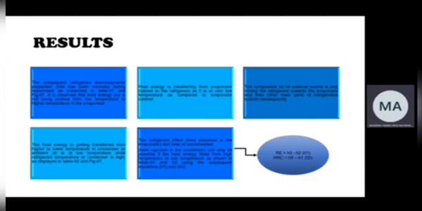Second, heat energy is transferring from the evaporator cabinet to the refrigerant as it is at very low temperature as compared to the evaporator cabinet. Besides that, the compressor as an external source is only driving the refrigerant towards the evaporator and then the other main parts of the refrigeration system consequently. After that, the heat energy is transferred from higher to low temperature in the condenser, as ambient air is at low temperature while refrigerant temperature in the condenser is high, as displayed in table 02 and figure 07.